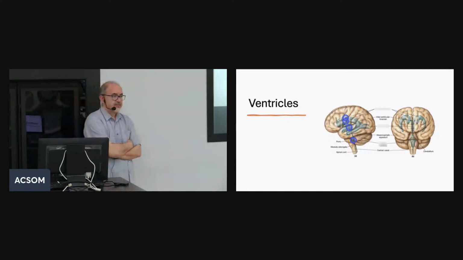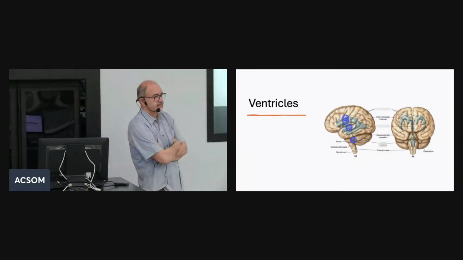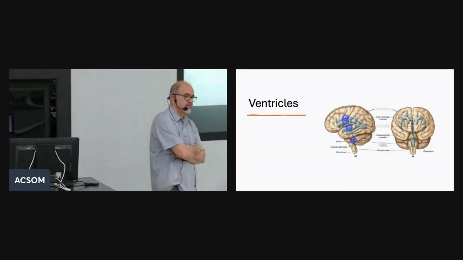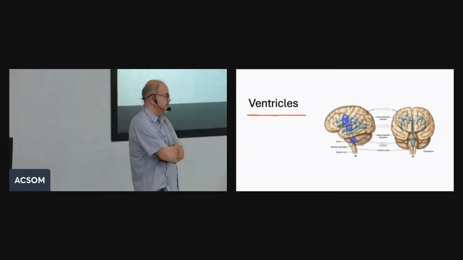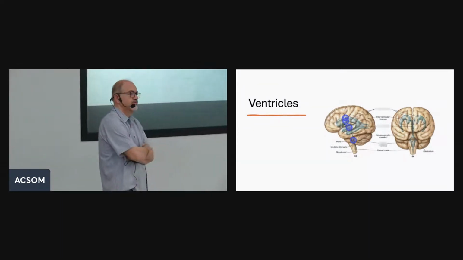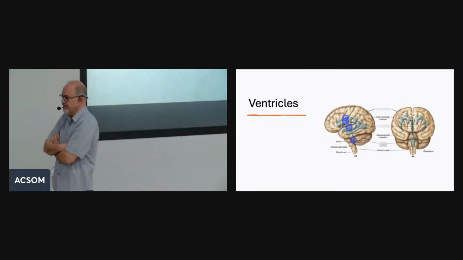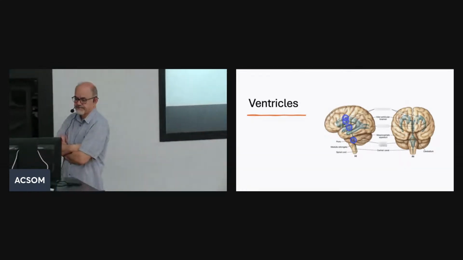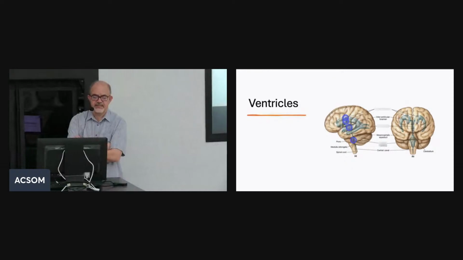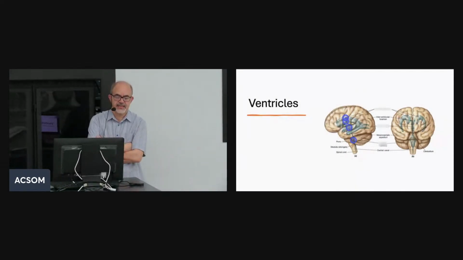Then we have the ventricles. That's where the fluid, the cerebrospinal fluid, flows. The function of the fluid in there is to provide cushion for the brain, so it keeps it buoyant, and it's a space with the least pressure in the head, and you can frequently have bleeding inside the ventricle if there's an injury.